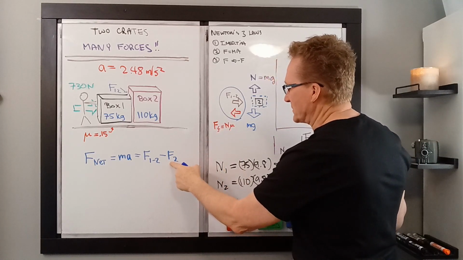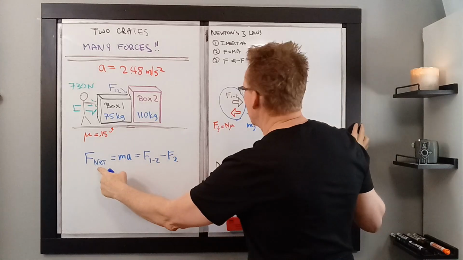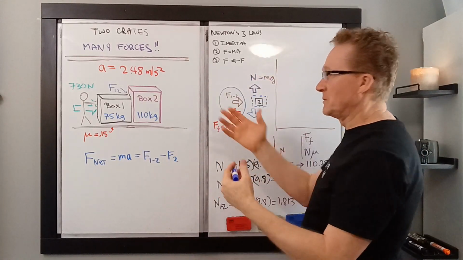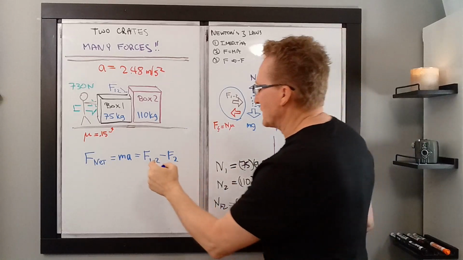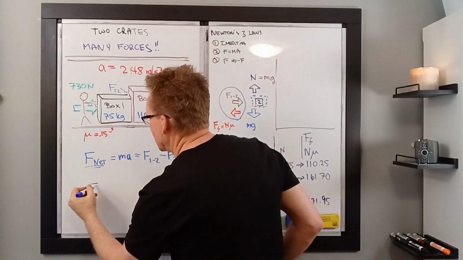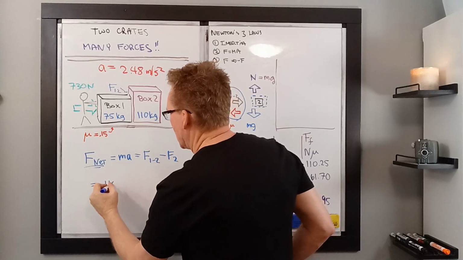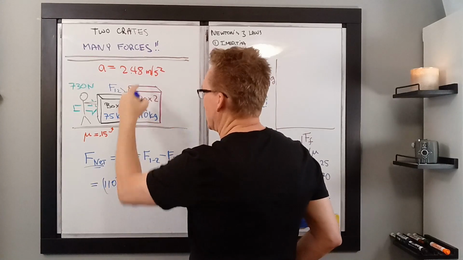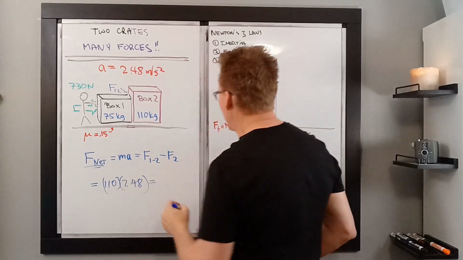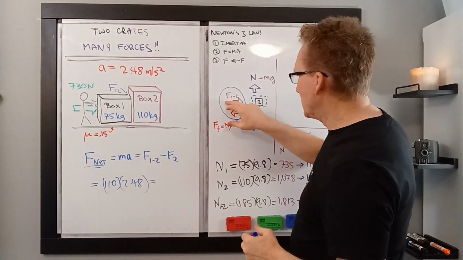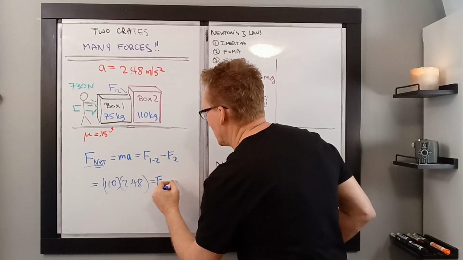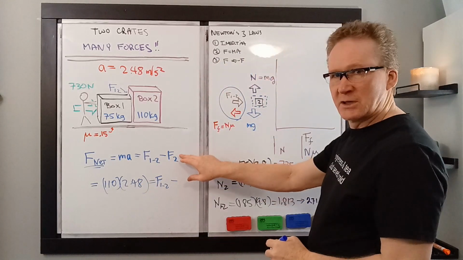So now the frictional force is negative, and this is going to be equal to the net force. This is going to be the sum of all the forces, and it's going to be positive in this direction because the thing is accelerating. So that's going to be equal to the net force, or the mass times acceleration. Well, the mass times acceleration is this, 110 times 2.48. And that's going to have to be equal to this thing here. We don't know what that is. F12 minus the force of friction, box 2.